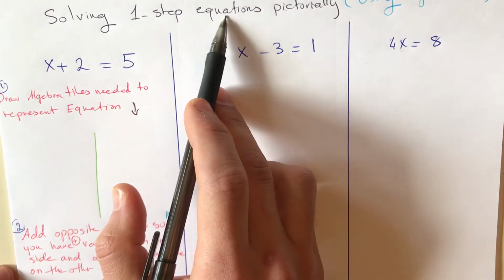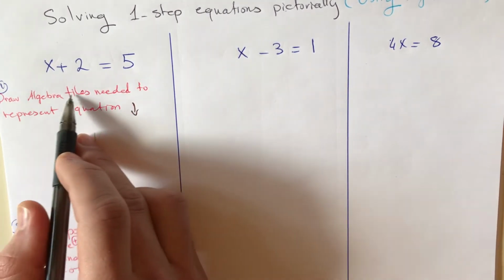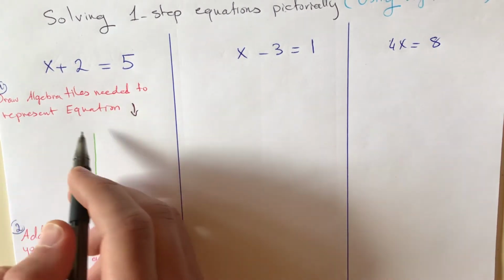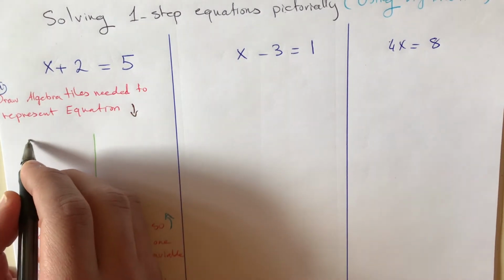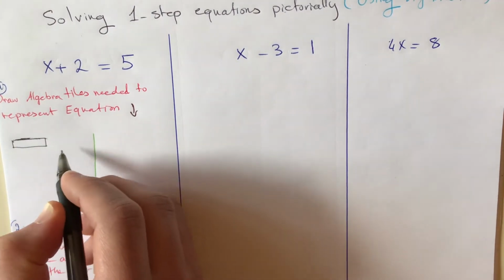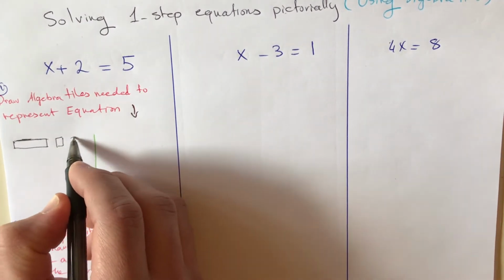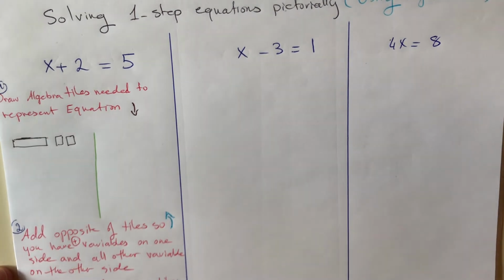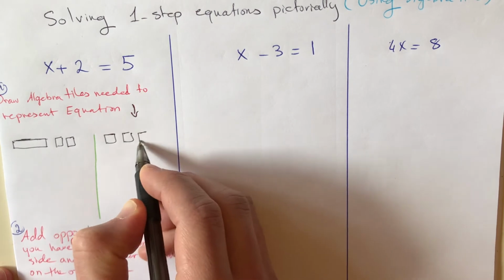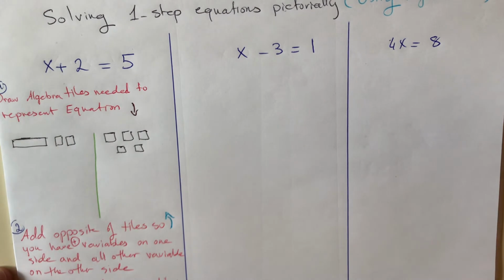Solving one-step equations pictorially. So x plus 2 equals 5. First thing you want to do is draw or represent this equation using algebra tiles. So you have x, that is one horizontal rod, I'm writing it horizontally here. It's positive, so it's not shaded, plus 2, so you draw your plus 2 small squares. On the right side we have plus 5. Okay, so that's your first step.